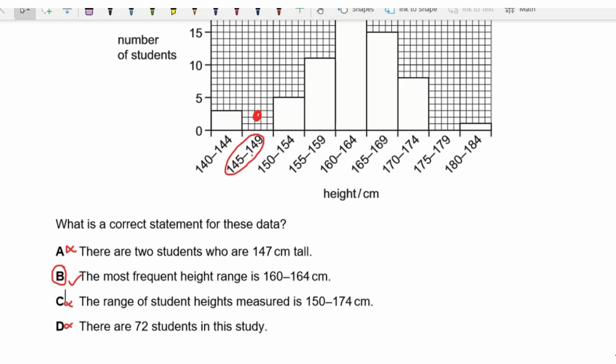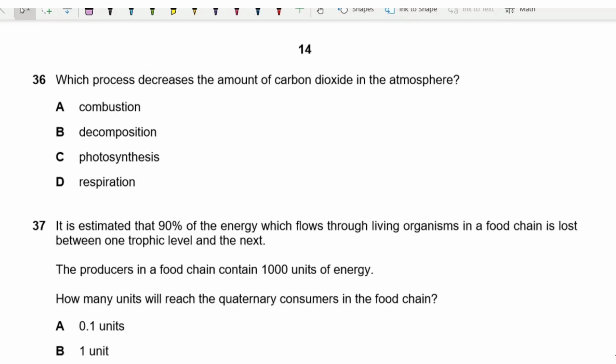So from here we'll now move straight to the next question, which is question 36. It says, which process decreases the amount of carbon dioxide in the atmosphere? Combustion produces more carbon dioxide, so it increases it. Decomposition as well increases it. Photosynthesis, of course, makes use of carbon dioxide from the atmosphere. Respiration produces carbon dioxide, so it increases it. So the correct option here is option C.